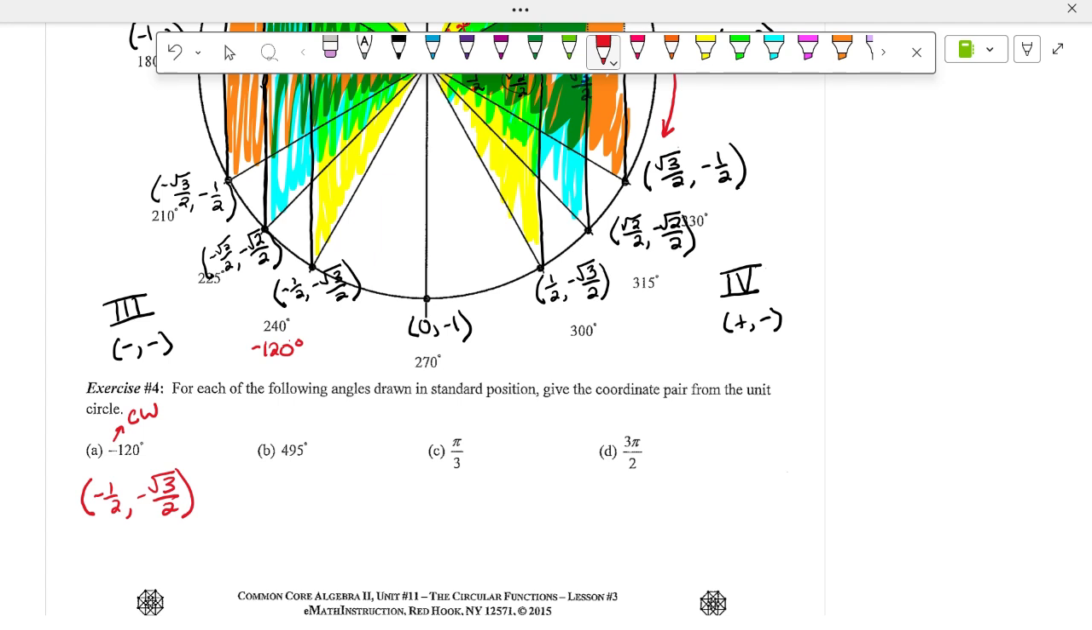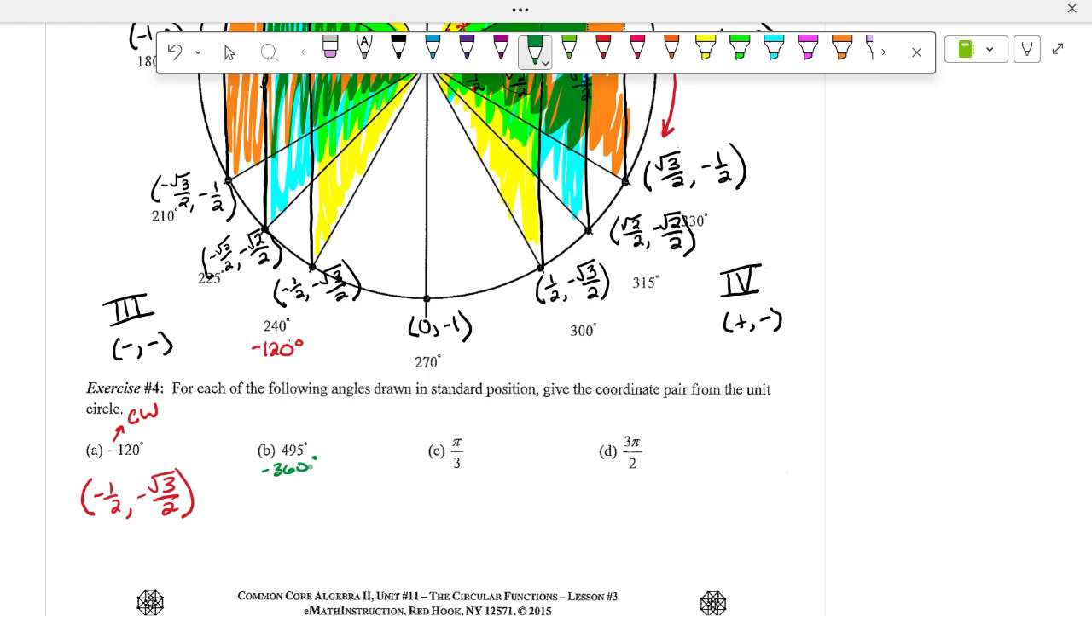Now the next one, 495 degrees. What's wrong with 495 degrees? Circles only go to 360. So you can still do 495 degrees. You're just going to go around the circle twice, at least. So how do you think I can figure out what the true angle 495 is equivalent to? Subtract 360 from it.